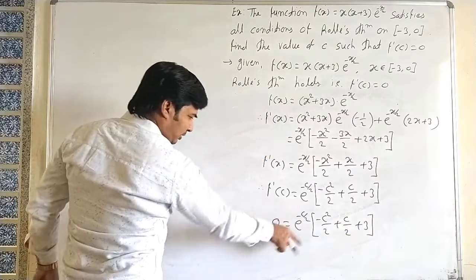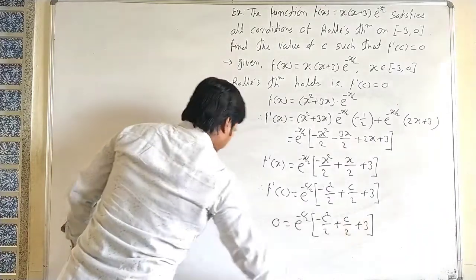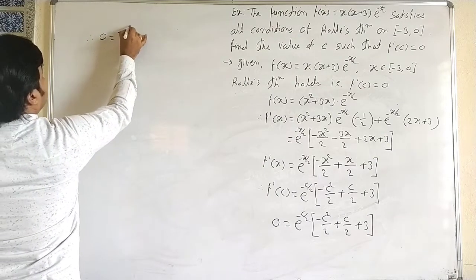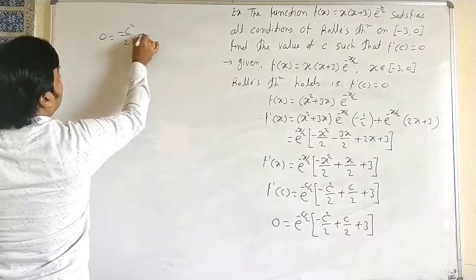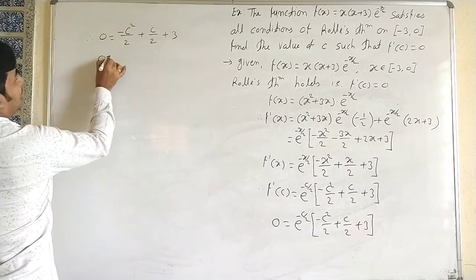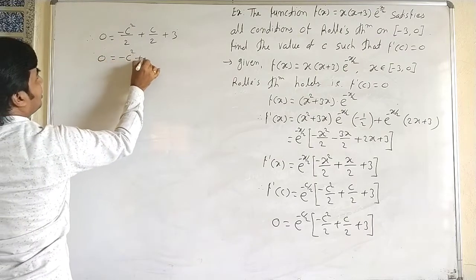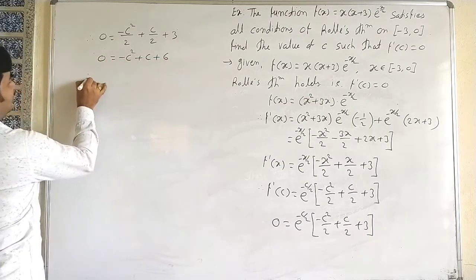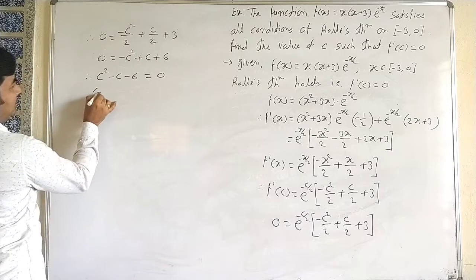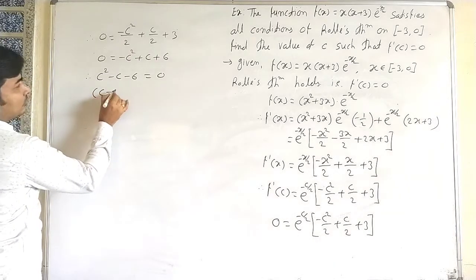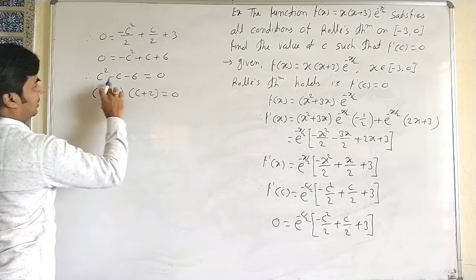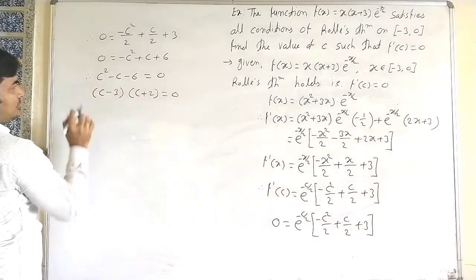Now e to the power minus c by 2 cannot be 0, and therefore this quadratic expression is 0, equal to minus c square by 2 plus c by 2 and plus 3. Then multiply by 2: minus c square plus c plus 6. Therefore this can be written as c square minus c minus 6 is equal to 0. And then take the factors, c minus 3 into c plus 2. Factors: multiplication minus 6 and addition minus 1.